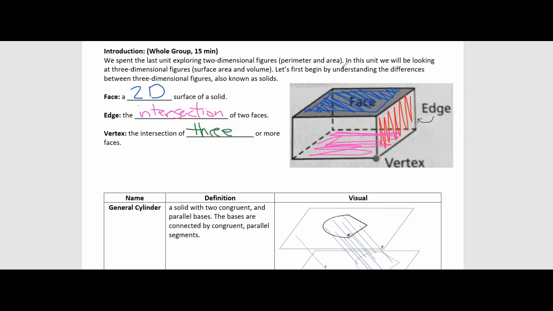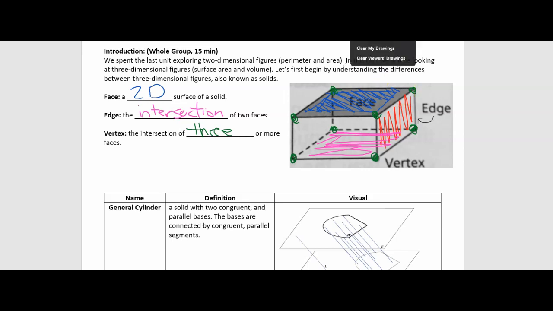The vertex is the intersection of three or more faces. So the intersection of two faces would be an edge or a line segment. The intersection of three faces would be a point, one that we call a vertex. You can see all the different vertices, which is the plural form of vertex, on this box. And you'll notice that every single one of them connects to three edges. It could be more than three, depending on your shape, though.